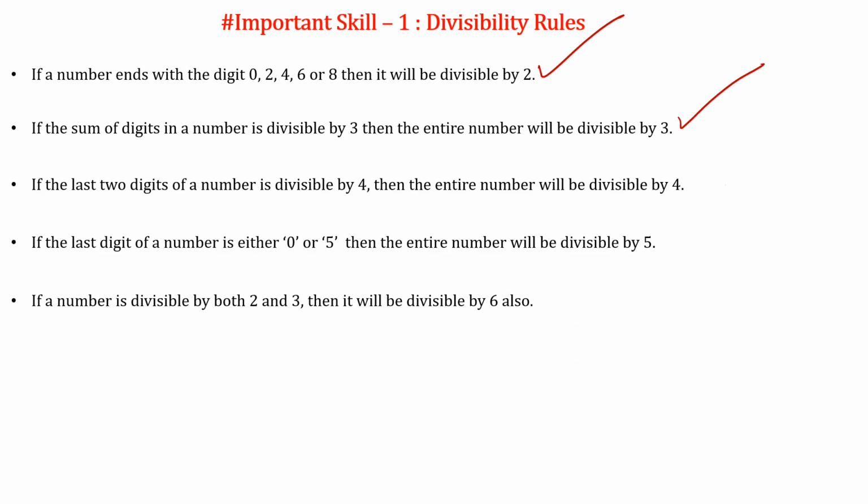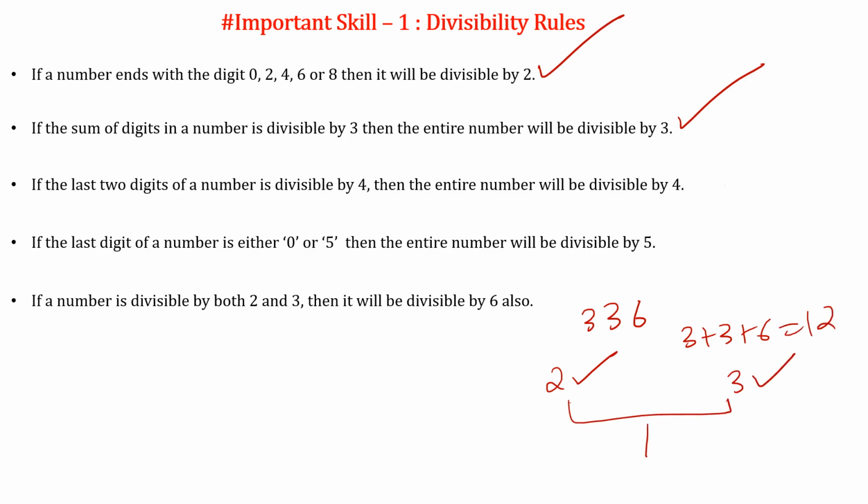Let's take another example. Let's look at 336. Is this number divisible by 2? Yes. Is this number divisible by 3? Let's check. 3 plus 3 plus 6, 6 plus 6, 12. Yes, 12 is divisible by 3, so this number is divisible by 3. So since it is divisible by both 2 and 3, it is divisible by 6. So 336 is indeed divisible by 6.